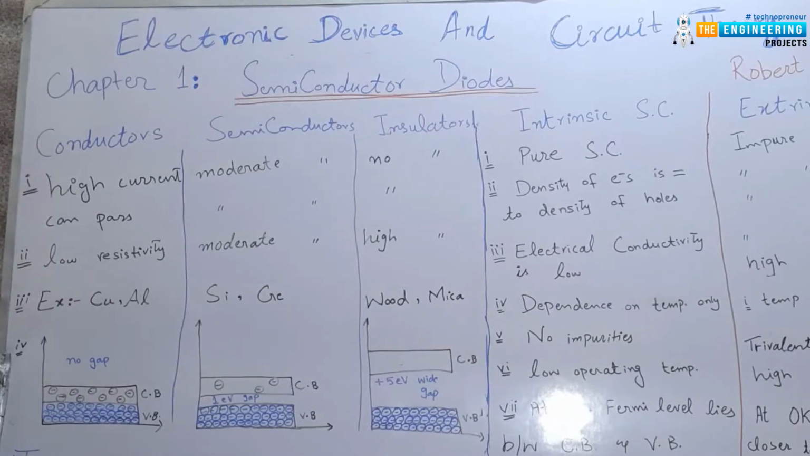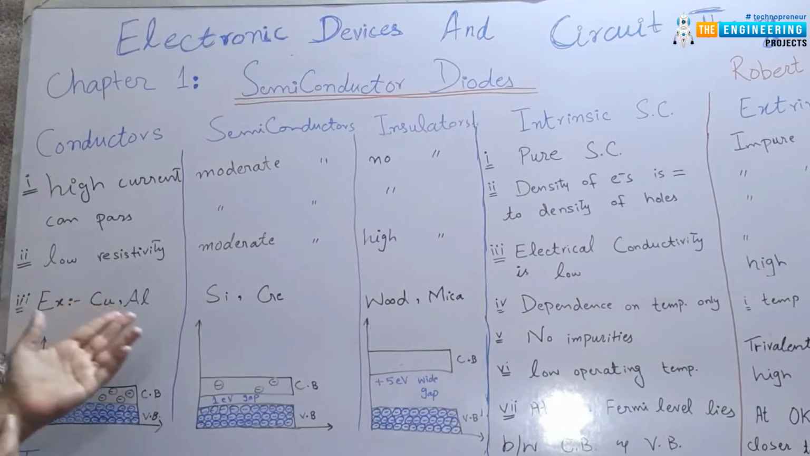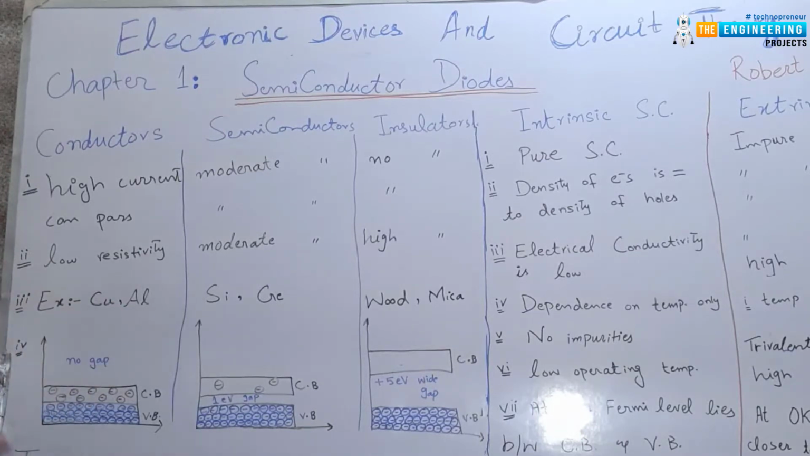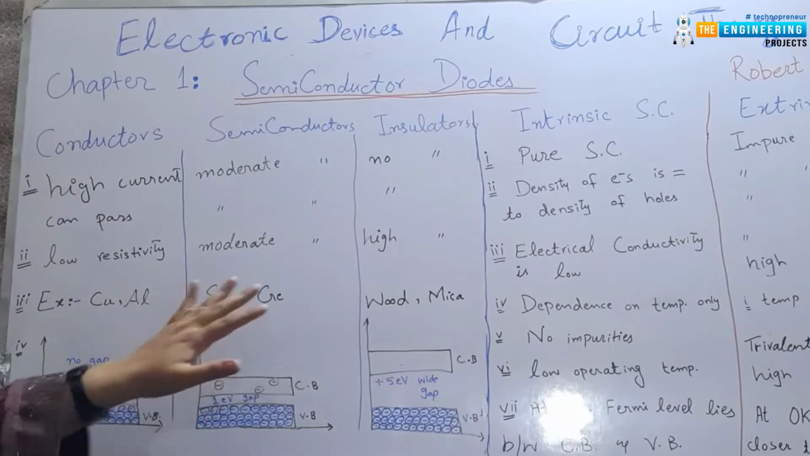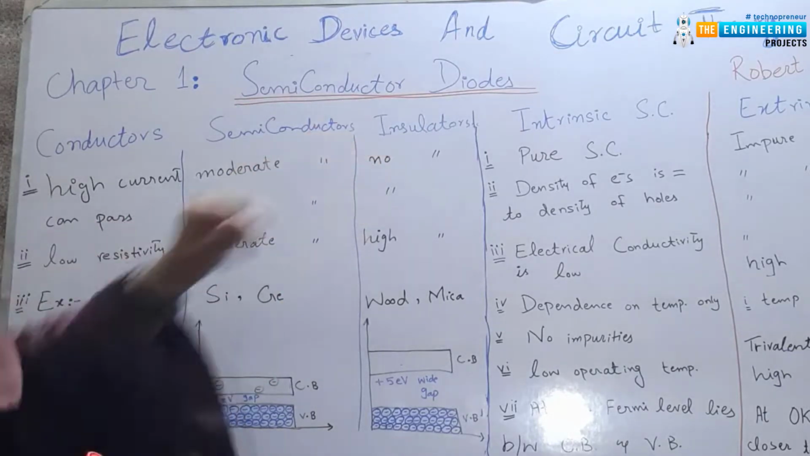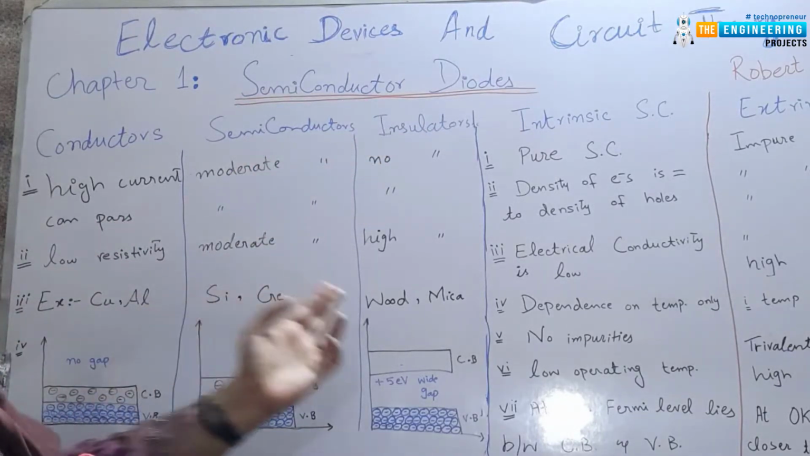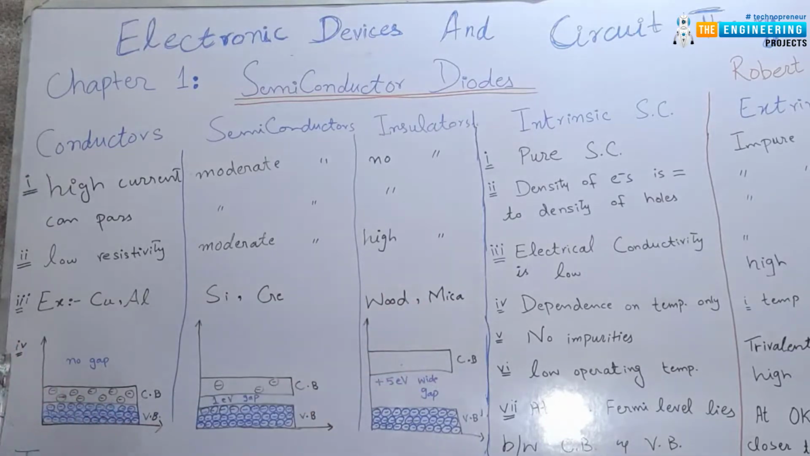Number 3 is examples. The examples of conductors are copper and aluminium. Similarly, there are some other examples. For semiconductors, we have examples like silicon and germanium, and for insulators, we have examples like wood and mica.